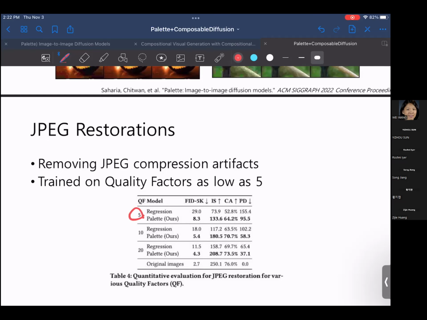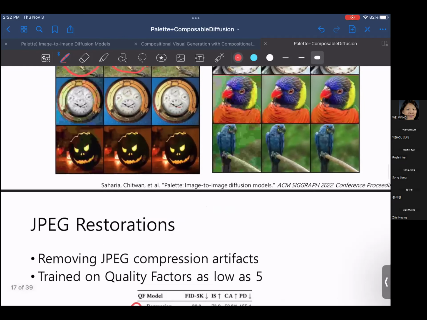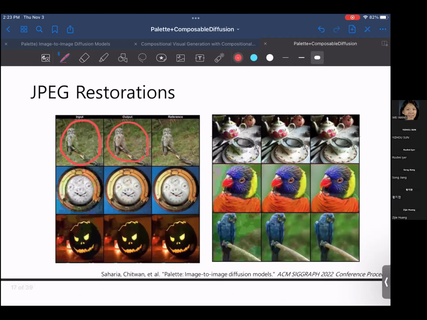Yes. Sorry, can you explain a little bit more about this JPEG restoration task? For the previous one, like uncropping, I can understand that they crop a part, they try to generate that part, and they condition on the other parts that are not cropped, right? That's how they do conditional generation. For this one, what do they condition on? If I understand it correctly, it's from low resolution to high resolution, right? Yes, low resolution to high resolution. Then what do they condition on?